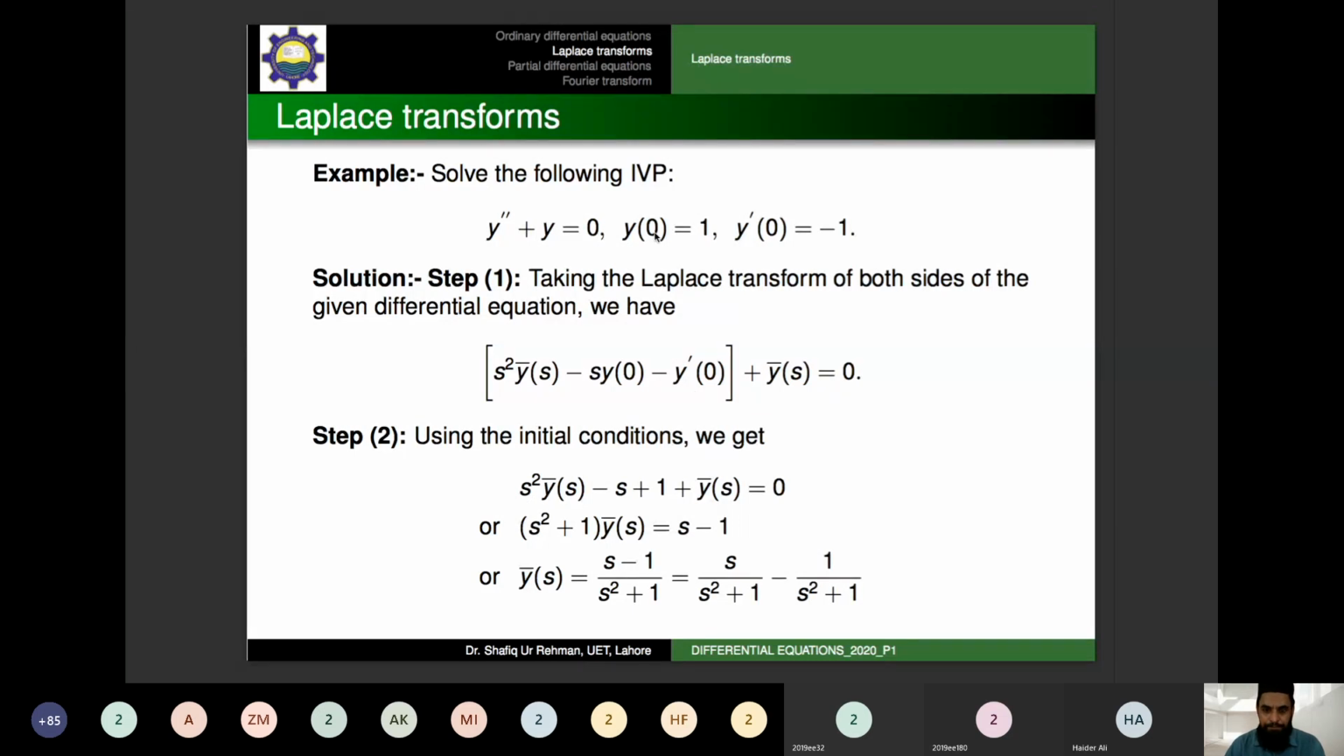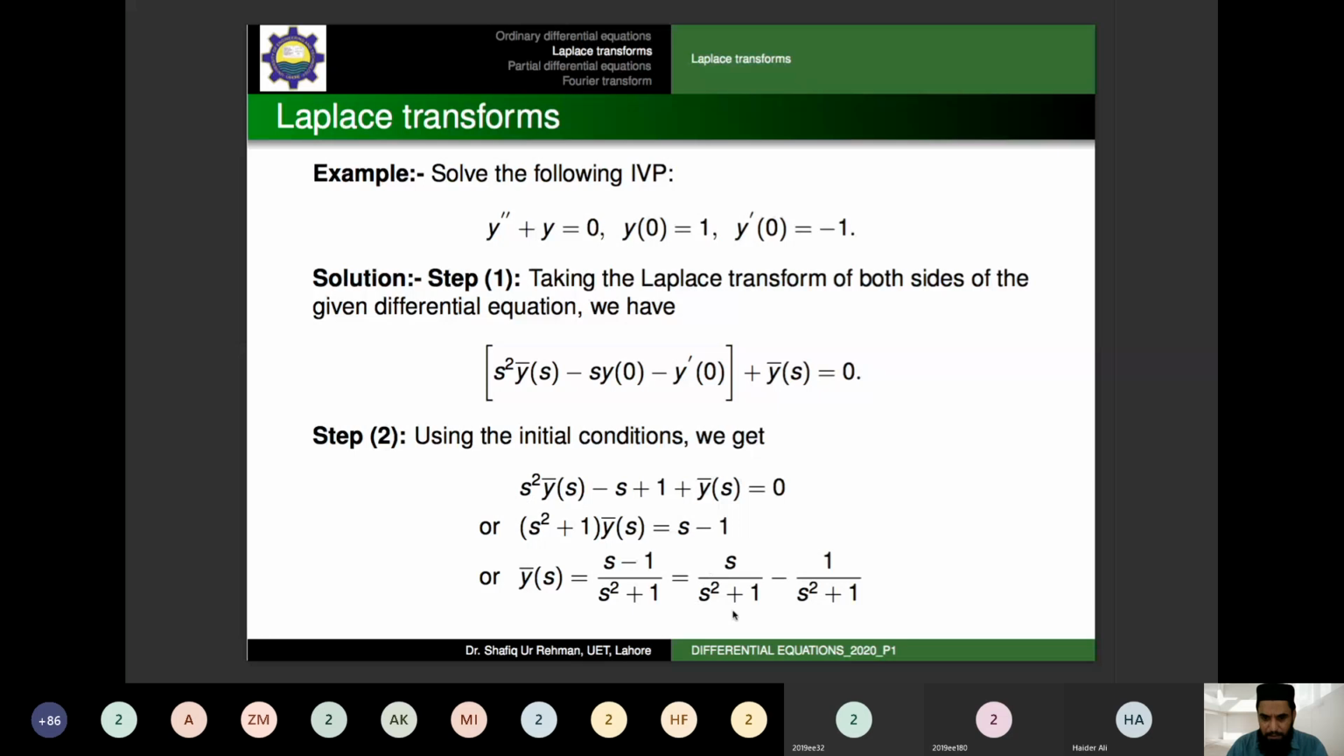We have everything now. Y of 0 is there, plug in. Y prime of 0 is there. So plug in all these values and simplify that. So once we simplify that, we will be having y bar of s. Now you see that it's independent of derivative. So this is all. We call it an algebraic equation. The first one is differential. Now it's an algebraic equation. By using the initial conditions, the given conditions, we are having an algebraic equation. Simplify that. So how do we simplify that? We are going to separate them by using partial fraction.